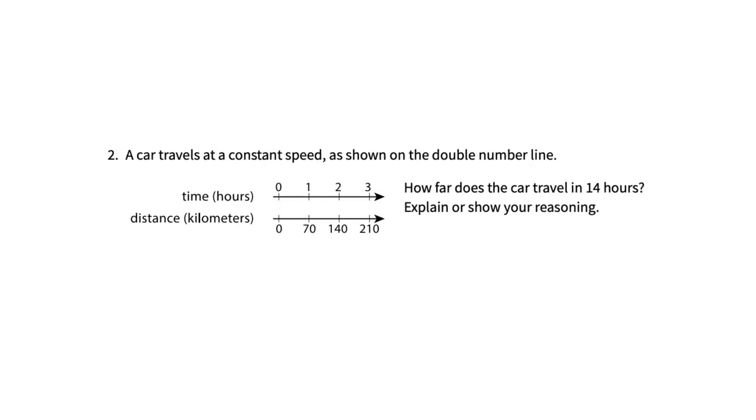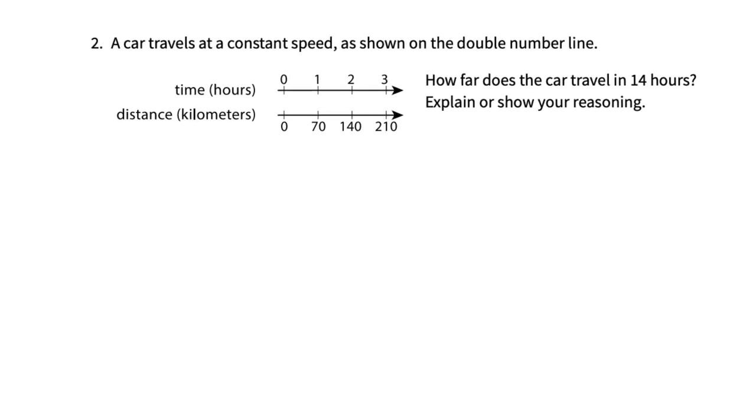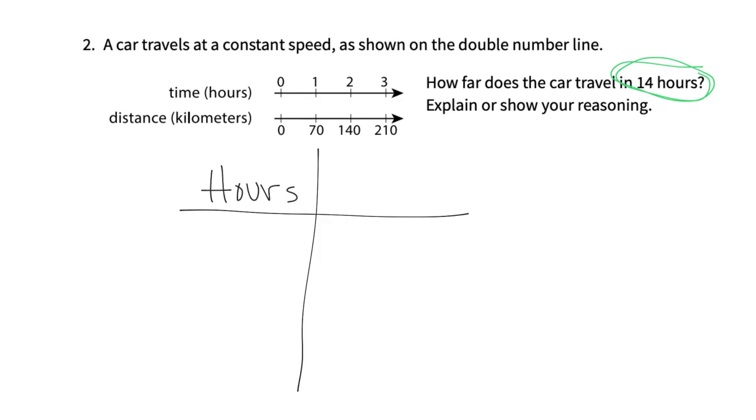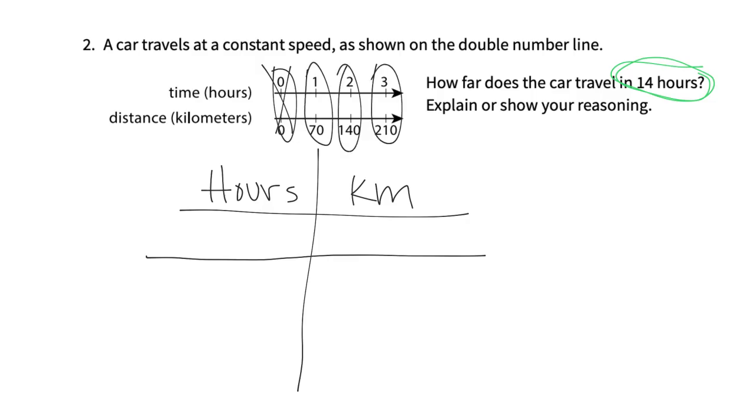So here we've got a car that's traveling at a constant speed as shown on the double number line. And then it asks us, the key question right here is, how far is that car going to travel in 14 hours? So quite honestly, here's what I'm going to do. I'm going to switch this over. I'm going to make it a table. We've got hours and we've got kilometers. And we could put any of these ratios, except for the zeros. I could take any of these ratios and put it into the table. Let's put 1 and 70.